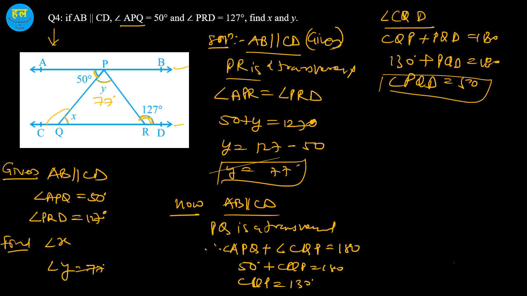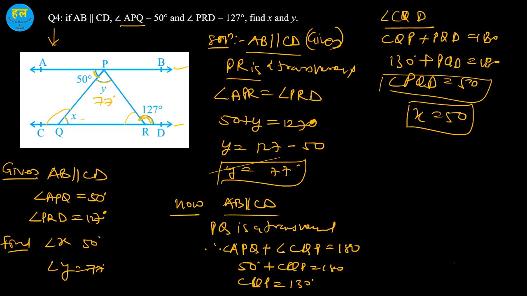And PQD is x. X is equal to 50 degrees. We could have found this. There are many other ways we can solve this problem. When we find y, we can find this angle: 180 minus 127, and then we can use that the sum of interior angles of a triangle is 180. Therefore we can find x also.